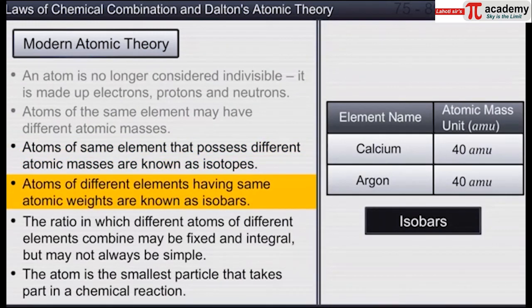Atoms of different elements may have same atomic masses. Such atoms are known as isobars. For example, a calcium atom and an argon atom have the same atomic mass, that is, 40. From this, we can also conclude that atoms of different elements may be identical in one or more aspects.